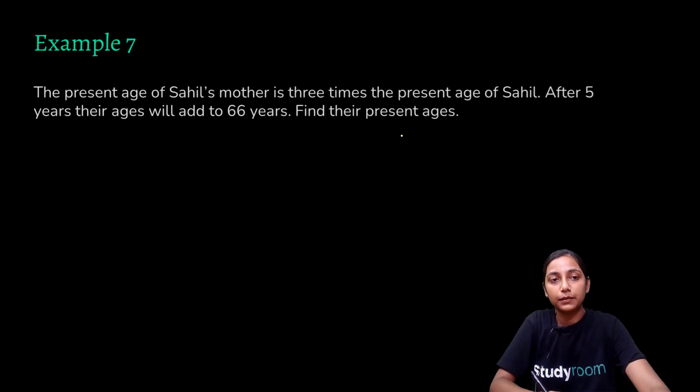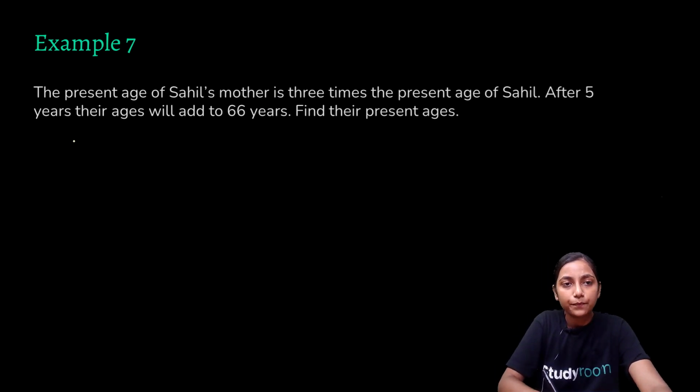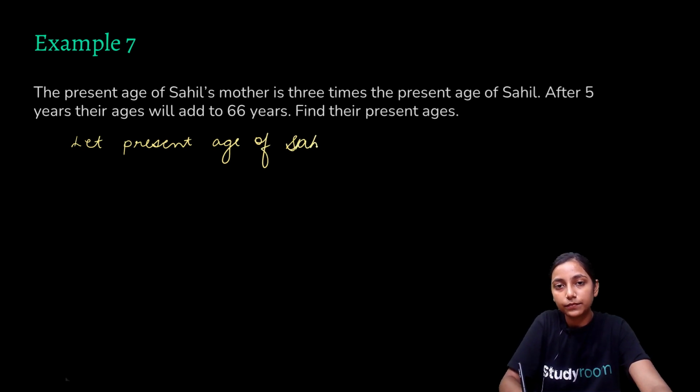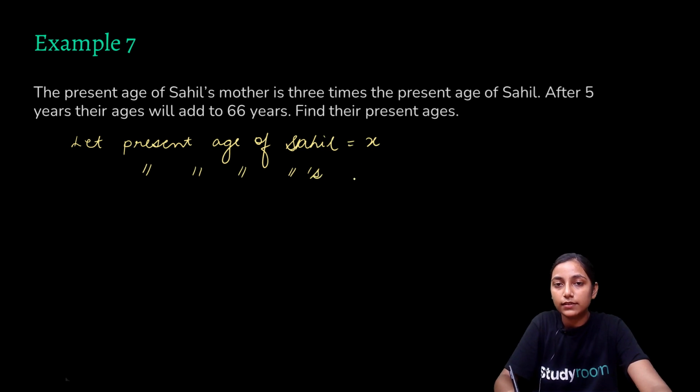Next example is example number 8. It says that the present age of Sahil's mother is 3 times the present age of Sahil. After 5 years, their ages will add to 66 years. Find their present ages. So let the present age of Sahil be x years. So the present age of Sahil's mother will be how much? It will be 3 times the present age of Sahil, that is 3x.